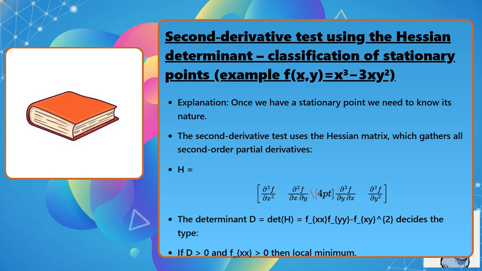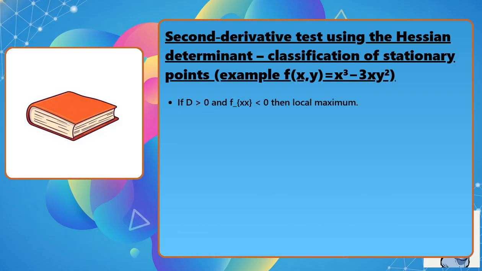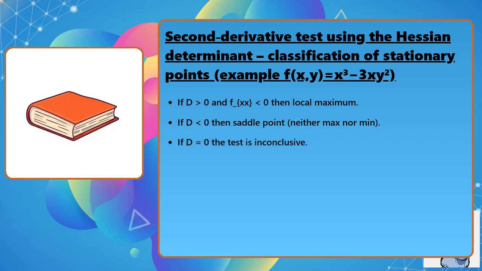If D is greater than 0 and f_xx is greater than 0, then we have a local minimum. If D is greater than 0 and f_xx is less than 0, then we have a local maximum. If D is less than 0, then we have a saddle point, neither a maximum nor a minimum. If D equals 0, the test is inconclusive.